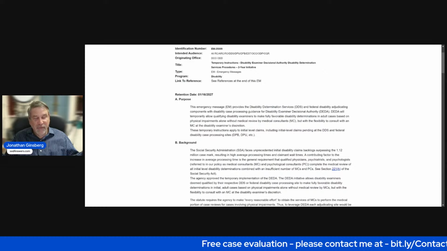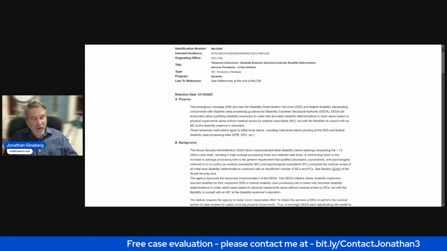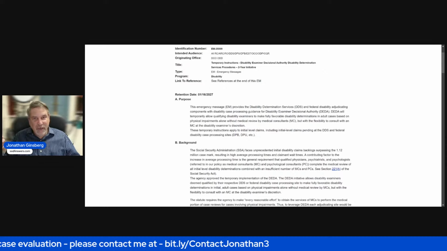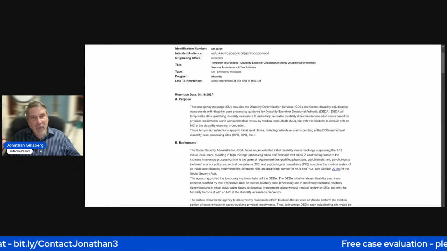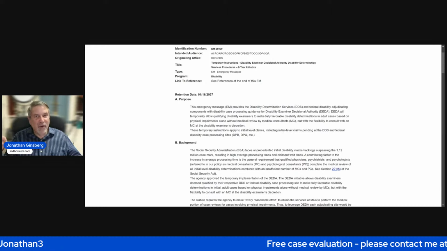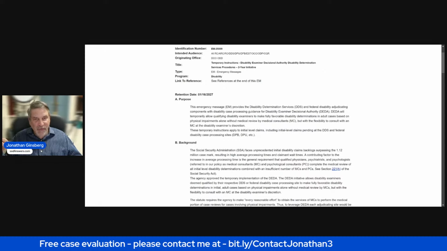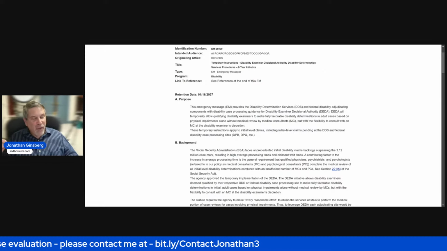Now, it may be extended, but right now it's for 2 years. This looks suspiciously like something that Social Security did 20-something years ago called an adjudication officer, which is sort of a specially trained adjudicator who had more power than regular adjudicators to make favorable decisions. So again, it doesn't apply in every single case.